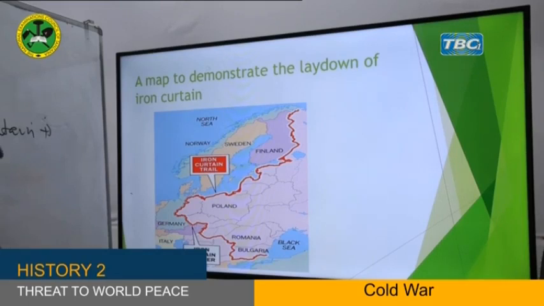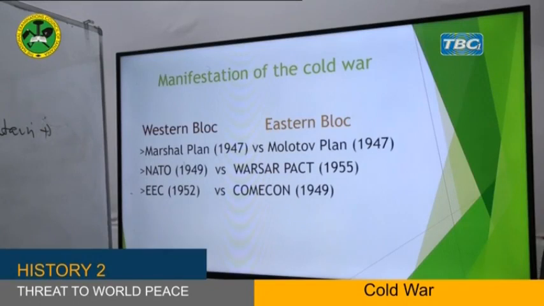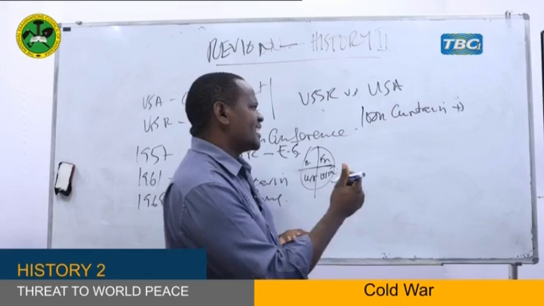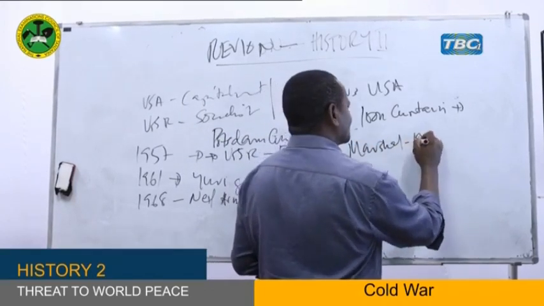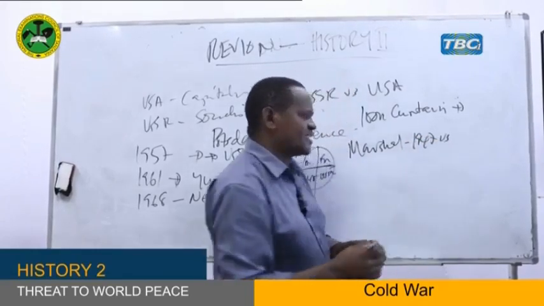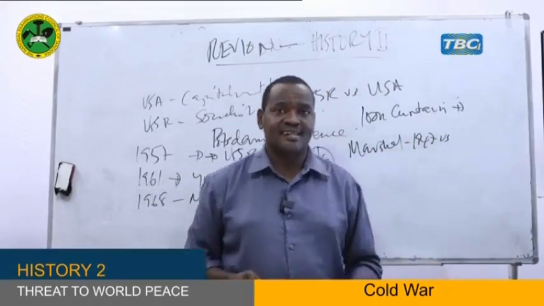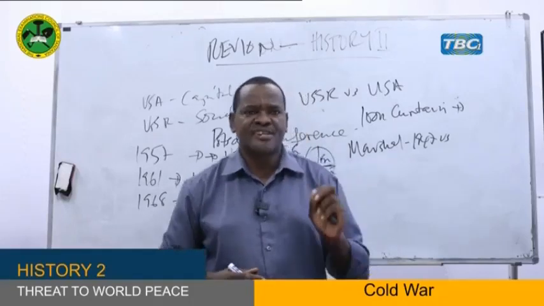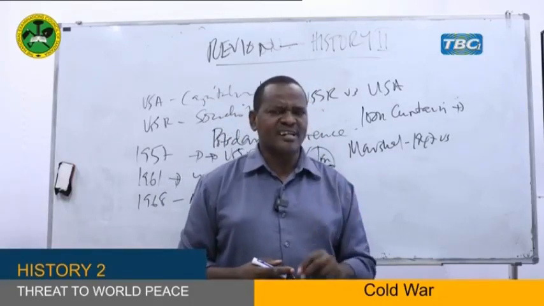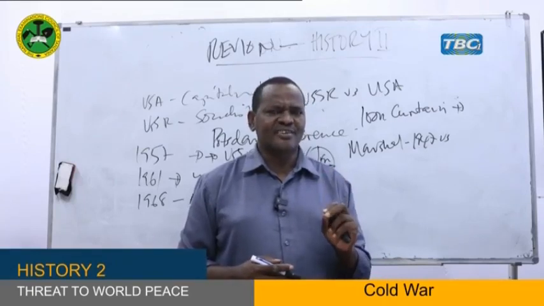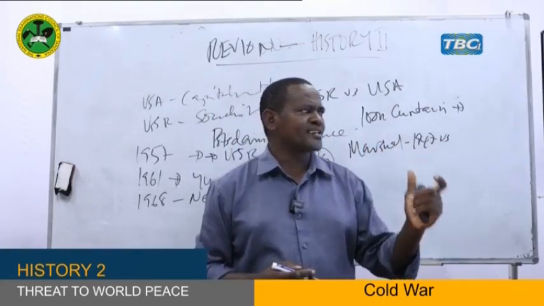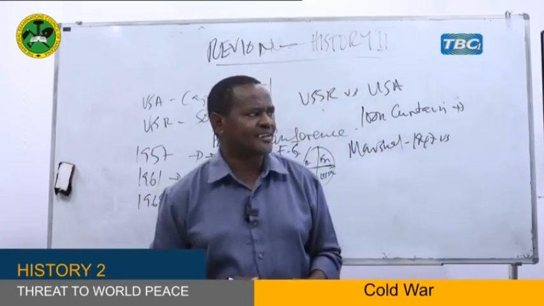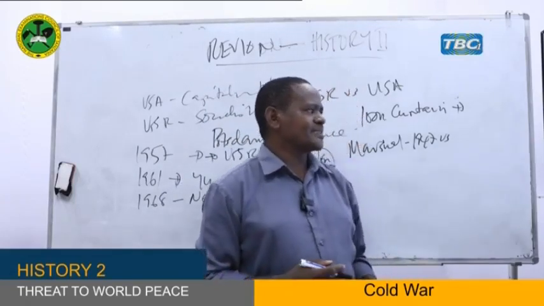This is the way we can describe the Cold War. My dear students, another manifestation of Cold War is the establishment of Marshall Plan. The Americans came with Marshall Plan in 1947. After they came with Marshall Plan, which intended to help the European economy to recover from the damage of Second World War very quickly, because the USSR feared that maybe that money is going to be used to tempt the Eastern European countries to accept the American Marshall Plan and so turn to become capitalist.